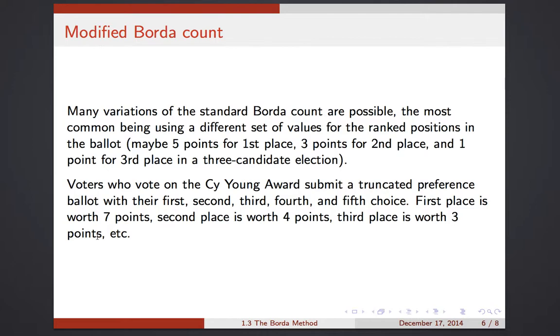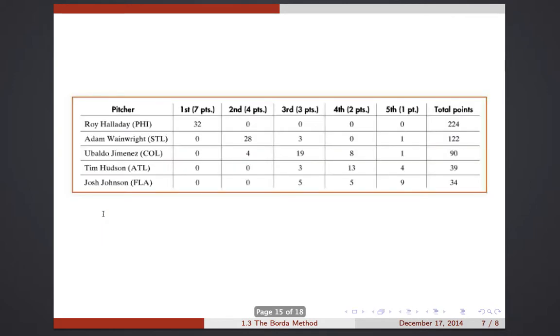Fourth place is worth 2 points, and last place is worth 1 point. So the Cy Young Award is essentially the same as Borda count, except a first place vote is worth more than it normally would be. So if you want to weigh first place votes more than a normal Borda, you just increase the number of points that a first place vote gets.